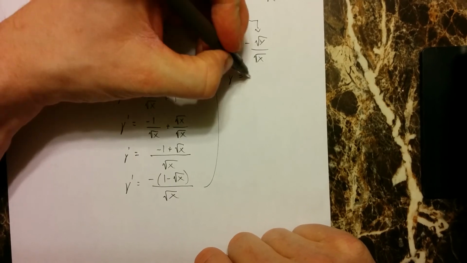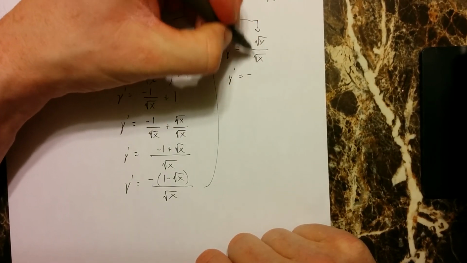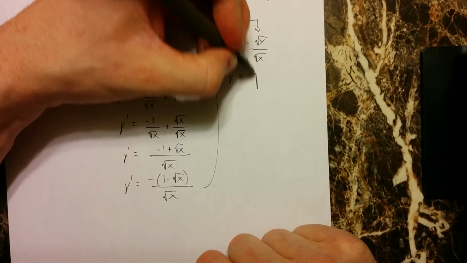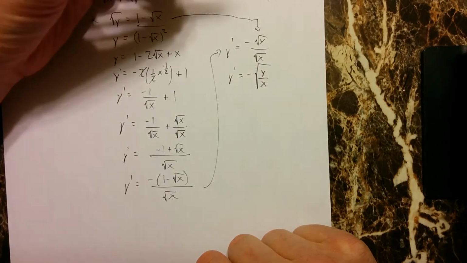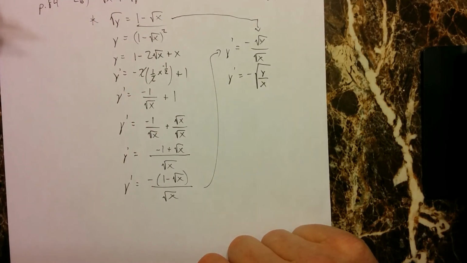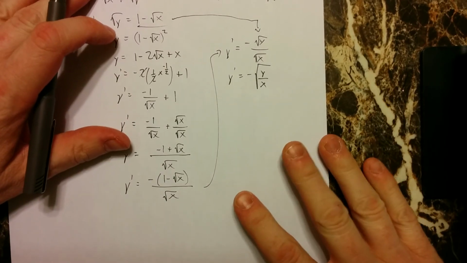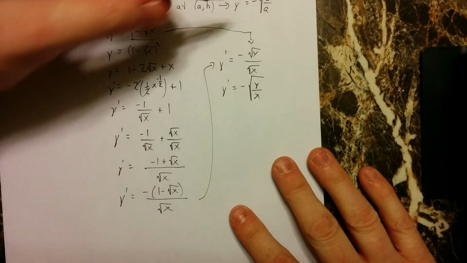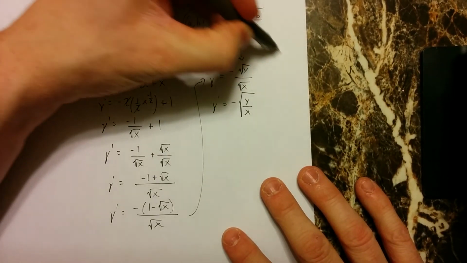Now I've got this negative, I'm just going to leave it on the outside, and now I've got this square root on top, square root on the bottom, so I'm just going to rewrite that as the square root of y over x. Now all I need to do is know what my point is. So at this point, the point I'm going to sub in for x and y, that was (a, b). So (a, b) is going to go in.